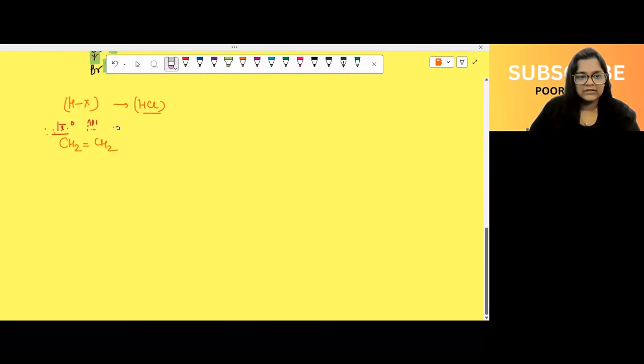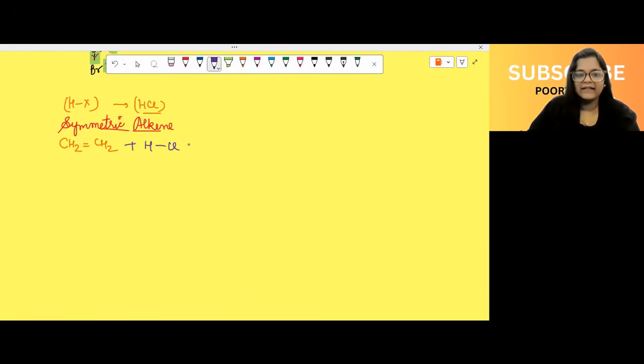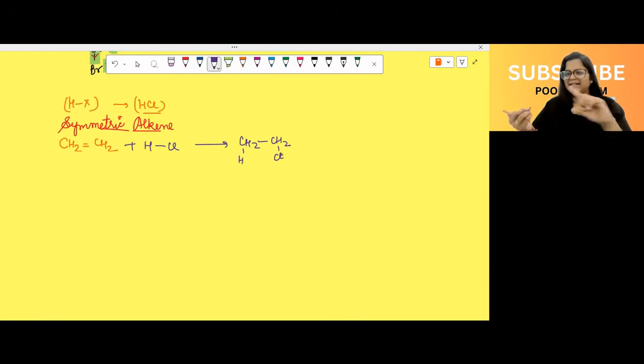Let me write it down from a bit ahead. Symmetric alkene. To this, you are adding HCl and you will get CH2H, CH2Cl. You can attach Cl on the first, H on the second, that's fine, no matter. Now, how the reaction is actually happening.